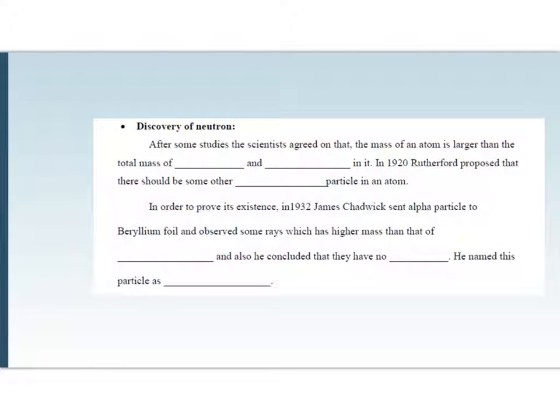Finally, the discovery of the neutron. After some studies, the scientists agreed that the mass of an atom is larger than the total mass of protons and electrons. And Rutherford proposed that there should be some other neutral particles in the atom. So in order to prove these neutral particles, James Chadwick carried out an experiment using, again in this case, a beryllium foil, and he said that there is a higher mass than that of a proton in the nucleus, and also he concluded that those particles have no charge and should be named neutrons.